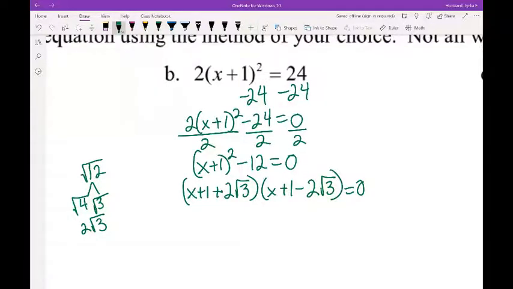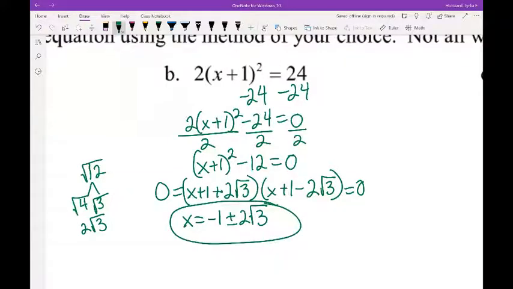Once I get here, I can set each of these factors equal to 0, and I can solve. And when I do that, I'm going to get x equals negative 1 plus or minus 2 radical 3. Okay, make sure your answer matches mine when you're adding, and make sure you understand how I got that.